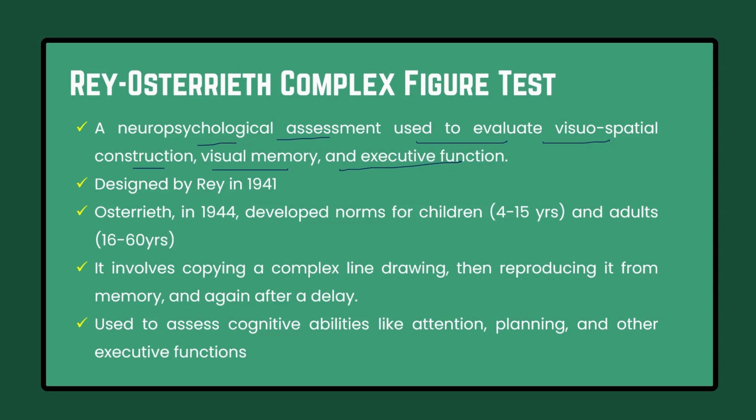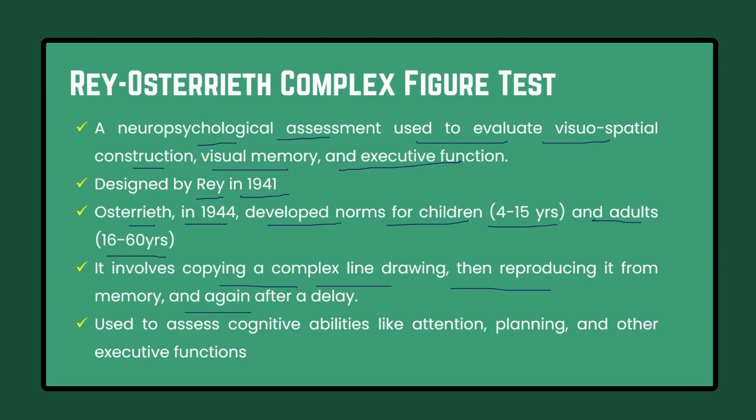So this test was devised by Rey in 1941. Osterrieth in 1944 developed norms for children between 4 to 15 years and adults between 16 to 60 years. Okay, here in India, our adult starts from 18 years old, but when this test was developed, it was 16 to 60 years. Okay, so it involves copying a complex line drawing, then reproducing it from memory, and again after a delay.